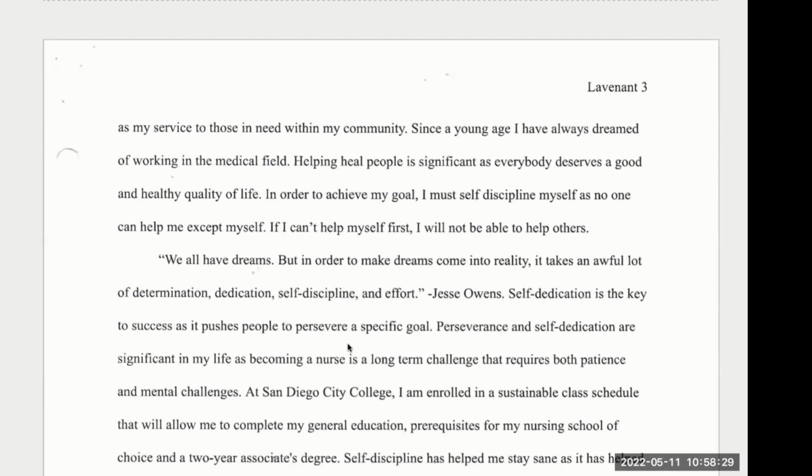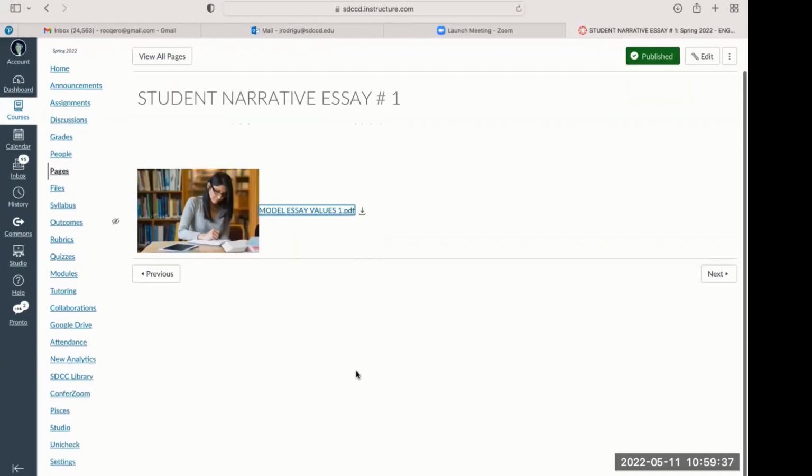And the second one was discipline. We all have dreams, but in order to make dreams come into reality, it takes an awful lot of determination, dedication, and self-discipline and effort. So she comes in again with a quote, a great quote, to pull us into talking about self-discipline, self-dedication, which are tough subjects for a lot of us to adhere to.